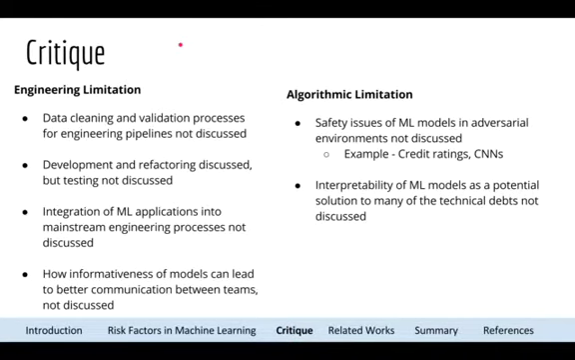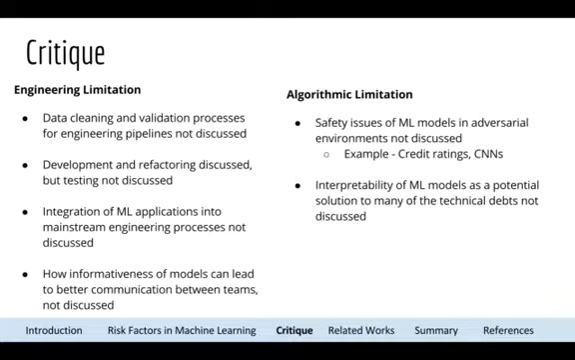While the paper does a good job of bringing technical debt in machine learning to the forefront, it tends to focus more on model-specific issues and not how ML applications can be integrated into mainstream tech processes to reduce technical debt accrued by the same.